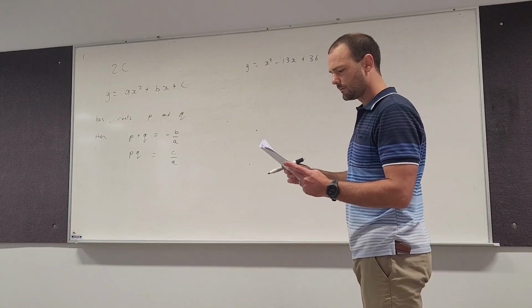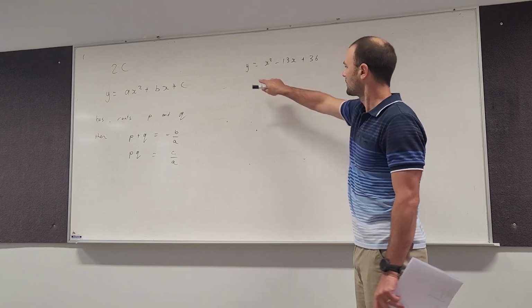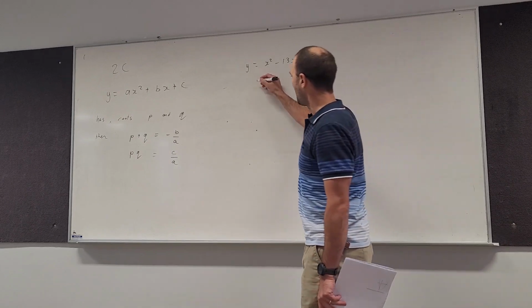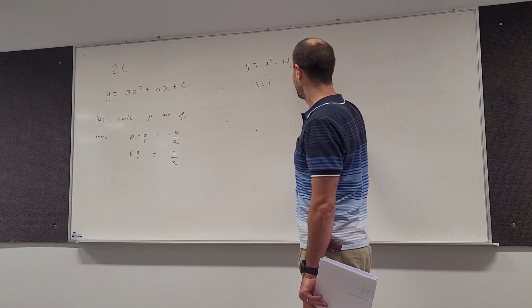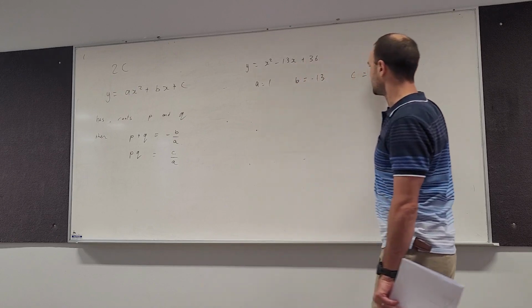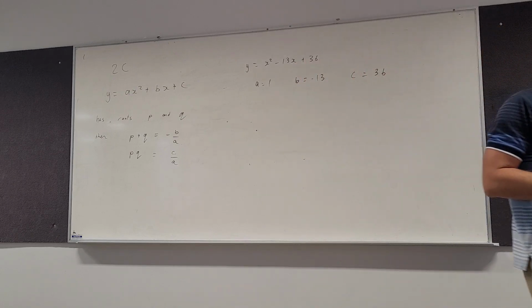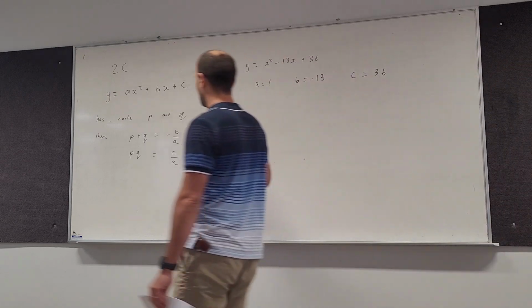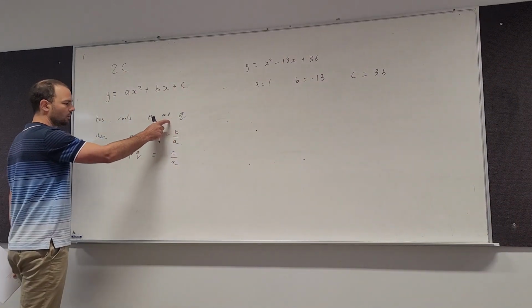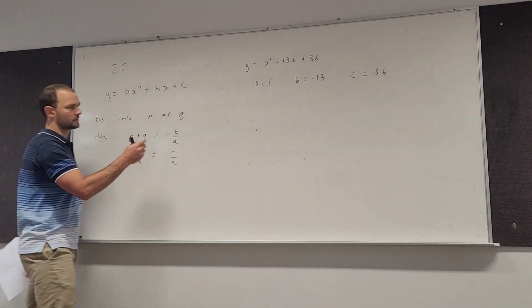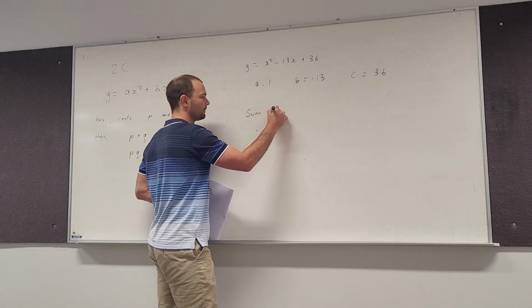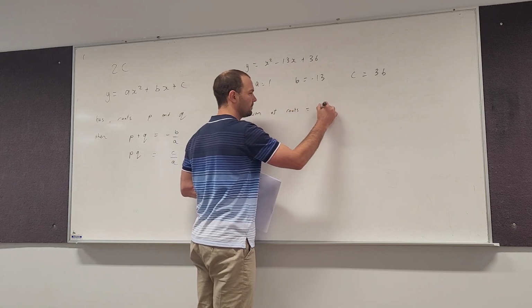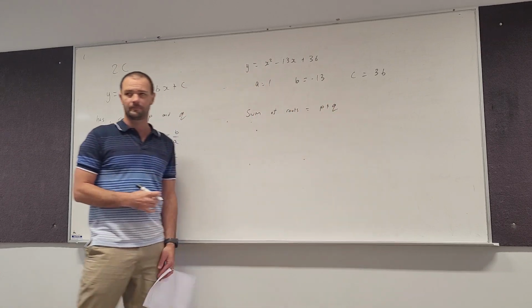So we've got, find the sum and product of the roots. So let's look up here. We've got a is positive 1, b is negative 13, and c is 36. All right. Now, if it has roots p and q, we're told the sum of the roots. Okay, so let's write that out. Sum of roots equals p plus q. We don't know what the roots are yet. We can find them in a moment.